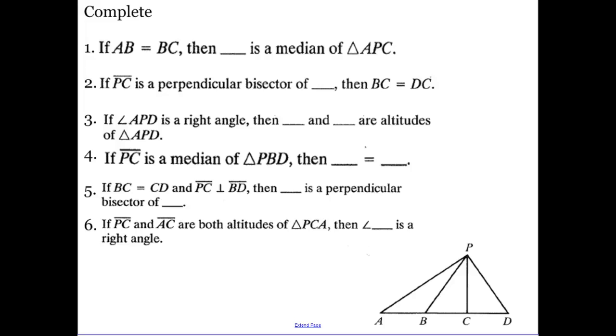Okay, some examples. So if AB is equal to BC, then B is going to be the midpoint, making PB the median. If PC is our perpendicular bisector, then PC equals CD. Well, if PC is the perpendicular bisector, our two segments that were equal were PC and CD, so therefore it's the perpendicular bisector of BD.